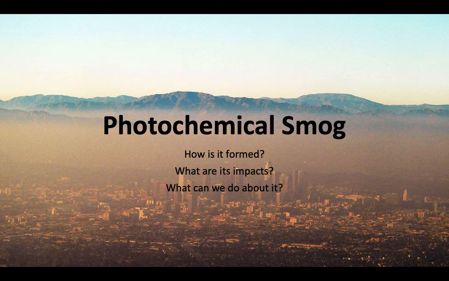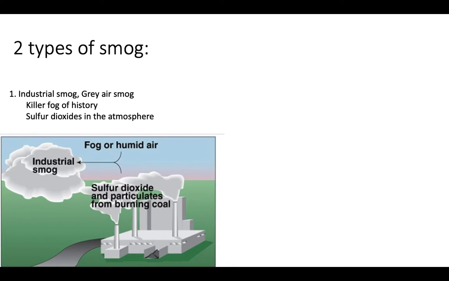It's time to talk about smog, the thing that's on everybody's mind, and finally we're going to piece it apart. Photochemical smog is one of the most common forms of air pollution throughout the world, and today we're going to talk about how it's formed, what impacts it has on us and the ecosystem, and what we can do about it. So there are two types of smog. There's industrial smog and there's photochemical smog.